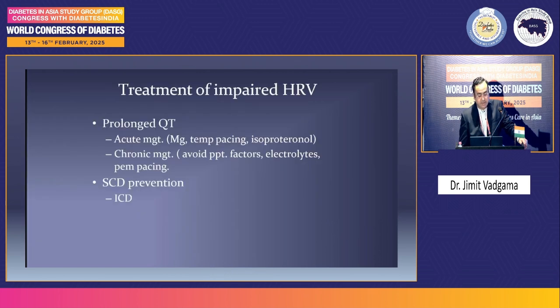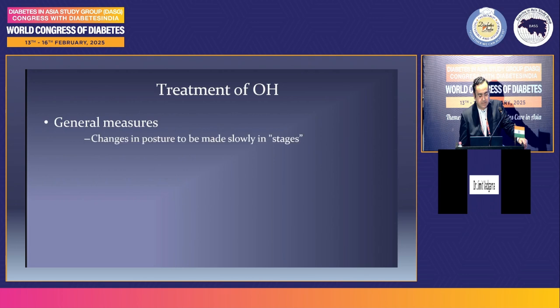For impaired heart rate variability and prolonged QT interval, again, it is a cardiologist's subject. I usually refer them, but we can use magnesium and isoproterenol for chronic cases, and sometimes they need pacing also. And for sudden cardiac death prevention, if the patient meets the eligibility criteria, we can use an ICD.